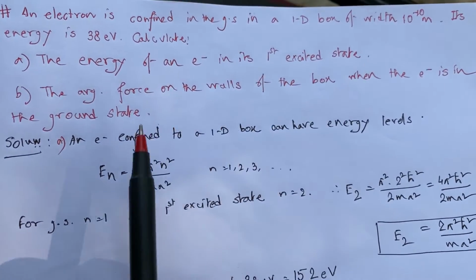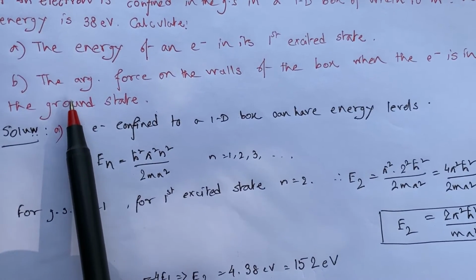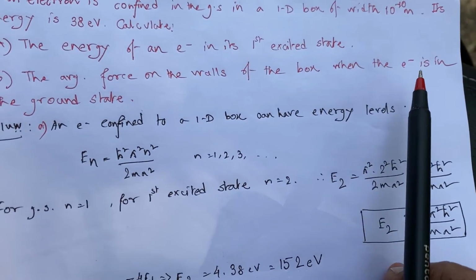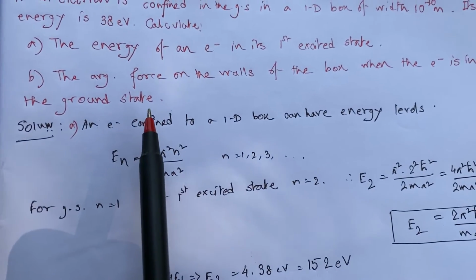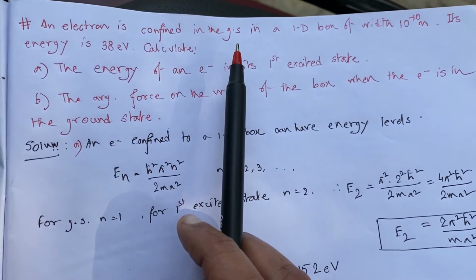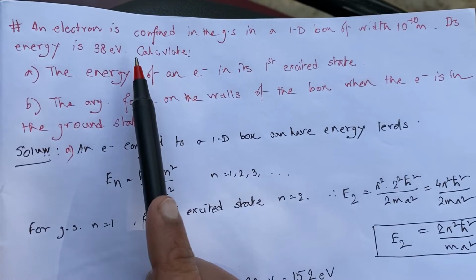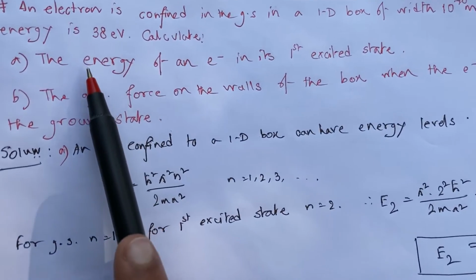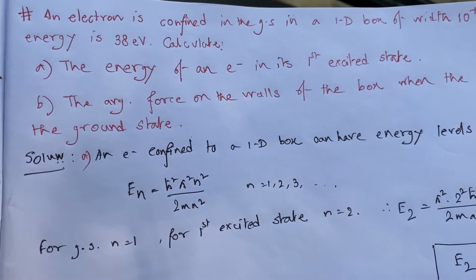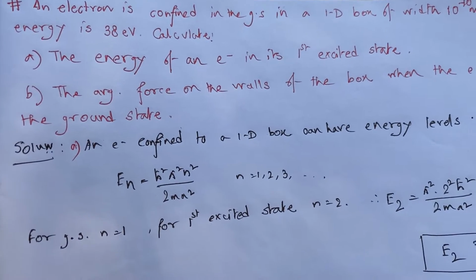This is problem 1. The second problem is we need to calculate the average force on the walls of the box when the electron is in its ground state, which means when the electron is in the ground state, its energy is 38 electron volt. What is the amount of force the electron exerts on the walls of the box?